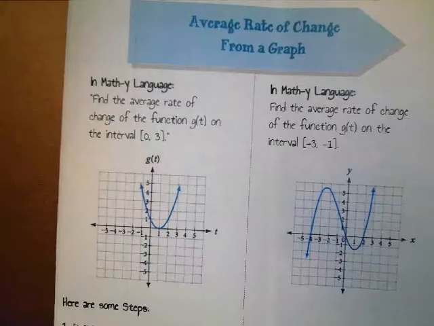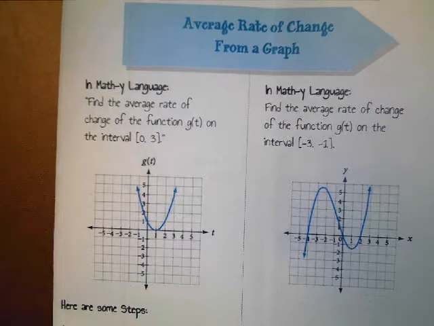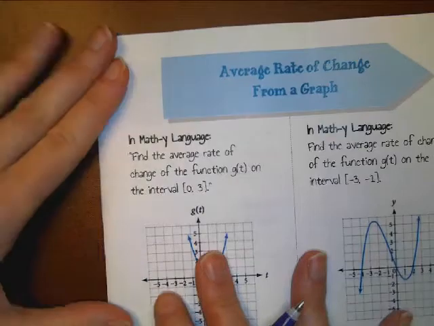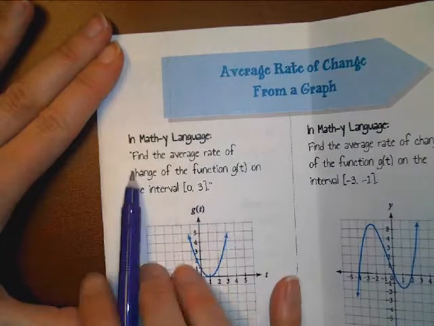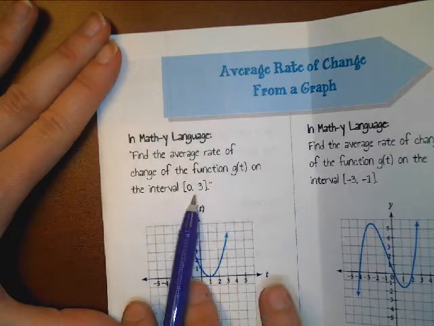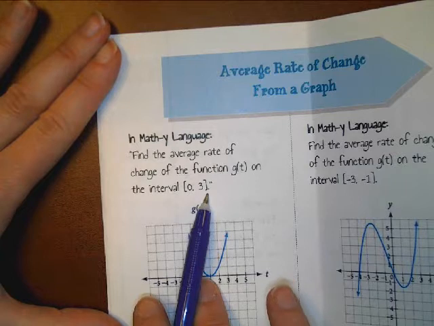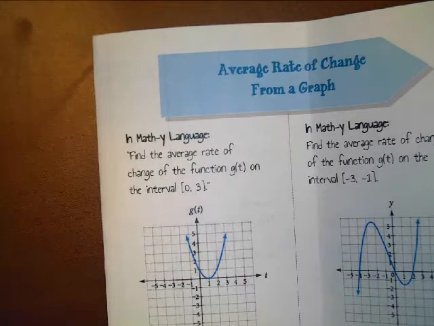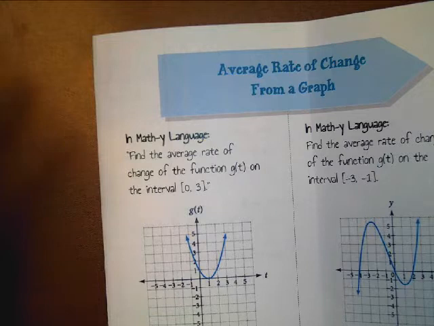Rate of change from a graph. All right, so here's what you're going to see in your book. Find the average rate of change of the function g of t on the interval 0 to 3. All right, so that's what the book is going to say. And so what does that mean?